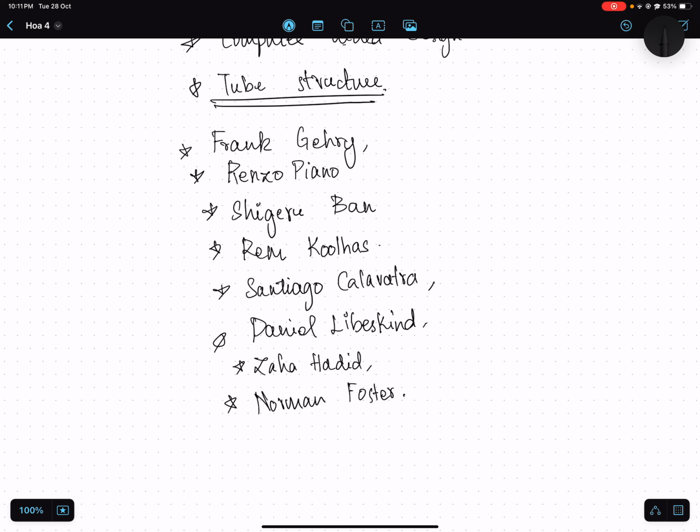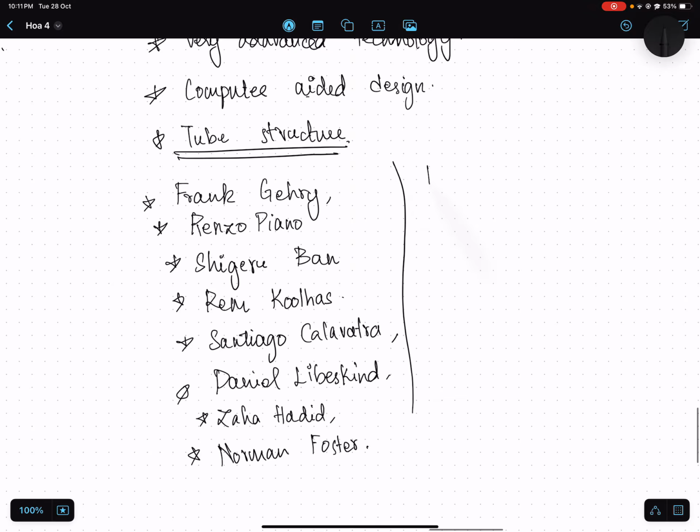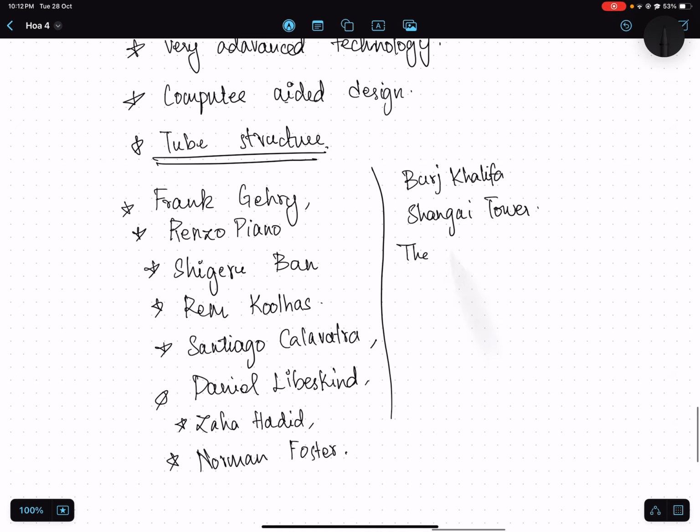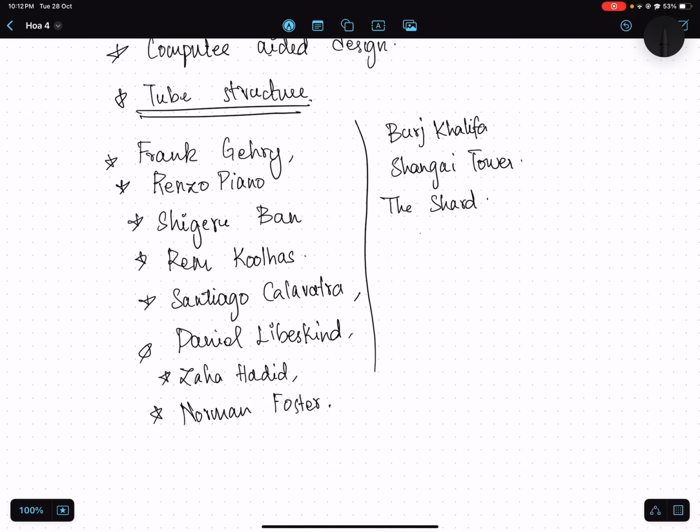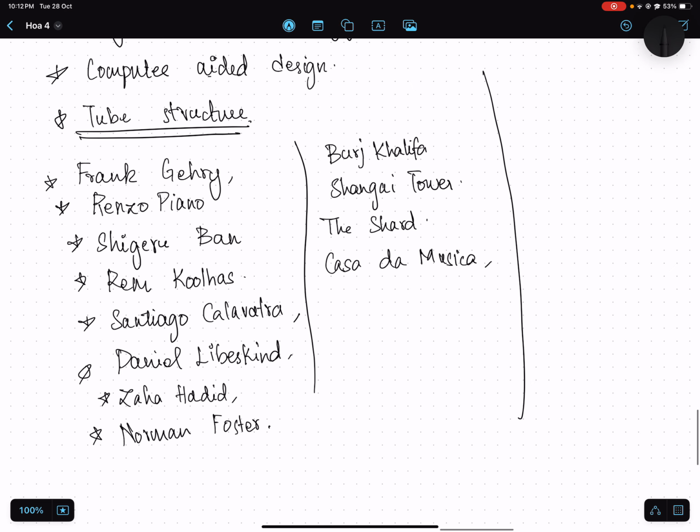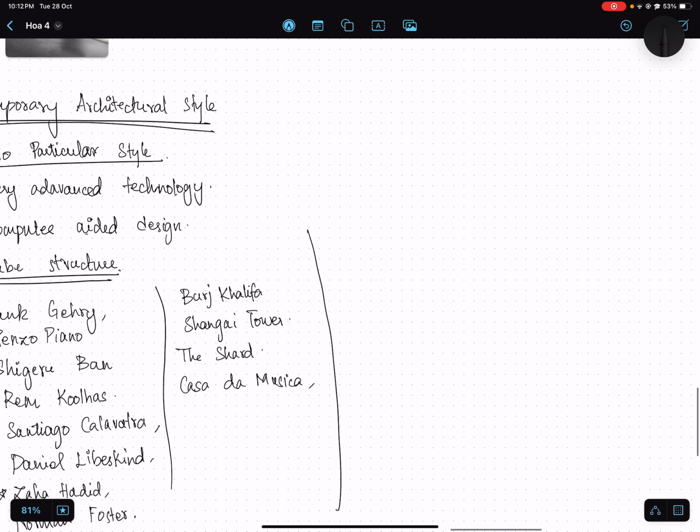So some of the structures I talked about: we have Burj Khalifa, we have Shanghai Tower, we have Renzo Piano's The Shard, and Rem Koolhaas' Casa da Musica, and so on. So that's about contemporary architecture. Then we have critical regionalism.